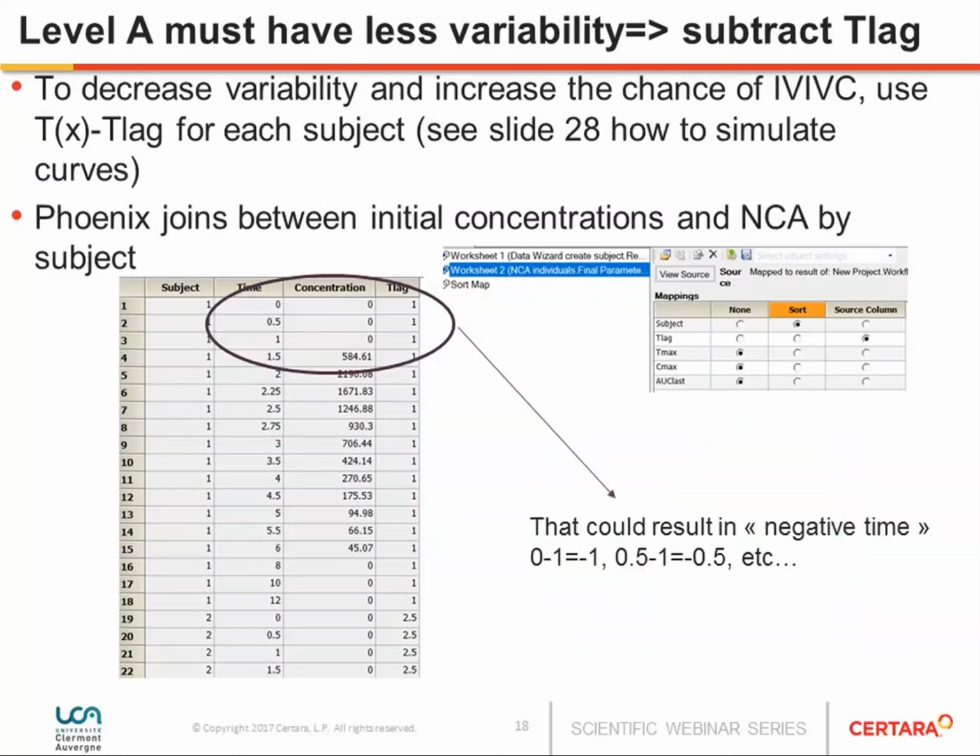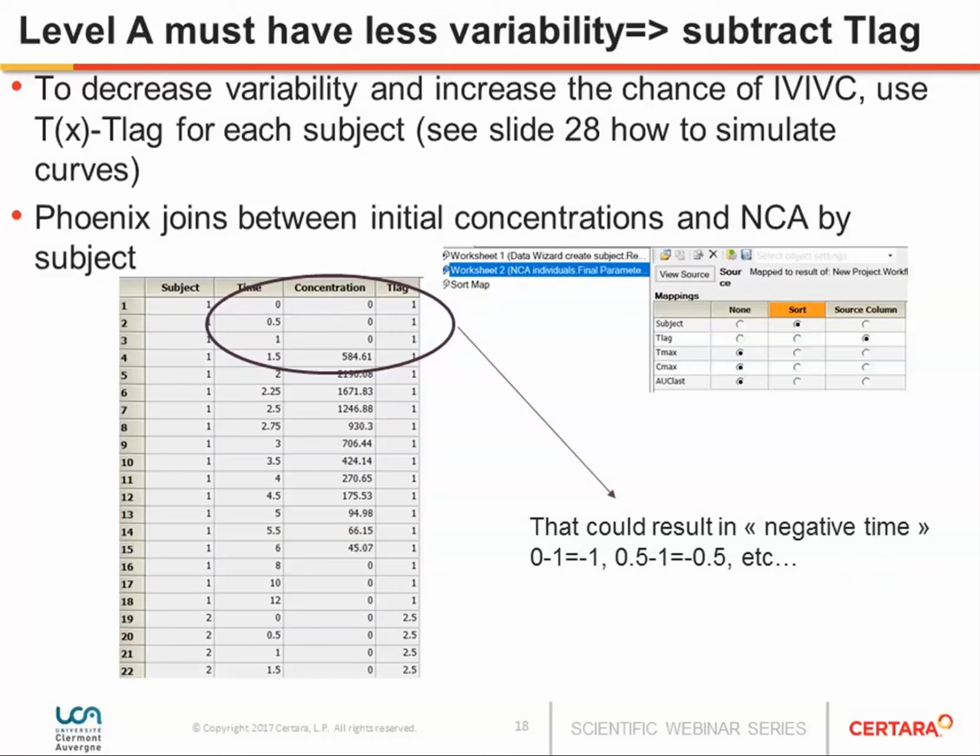So what I am going to do is use, for each subject, the time that I have observed minus the lag time observed for each subject. If you prefer, for each subject, I am going to use the value that I observe and make a translation of my curve from the right to the left, so that the first point corresponds to the last zero value before the beginning of the absorption. The lag time being the last zero value before the beginning of the absorption. We will see on slide 28 how I am going to simulate the curves later on for my predictability.